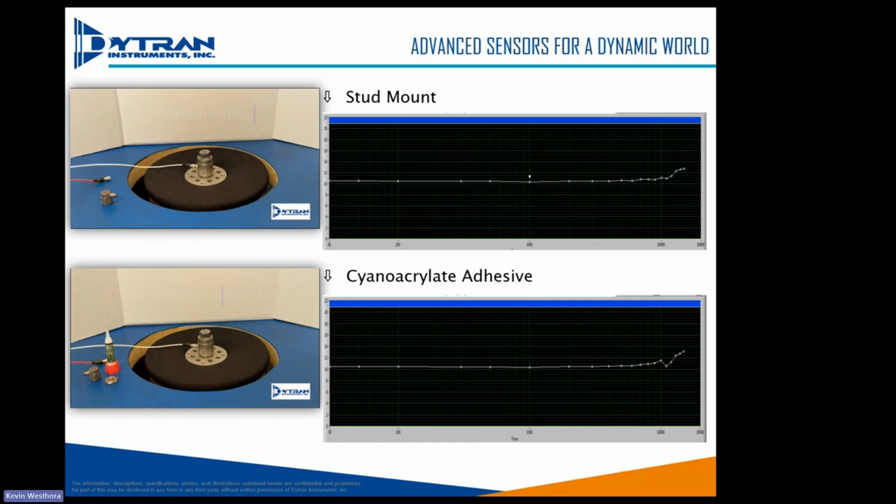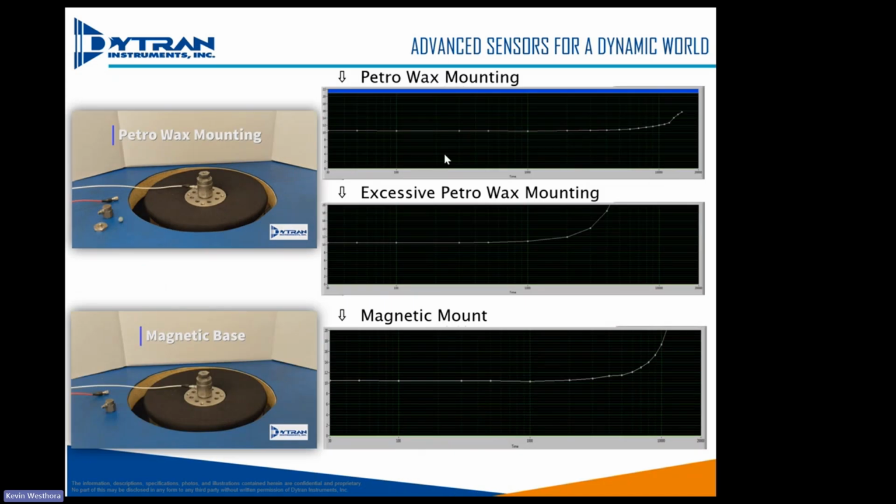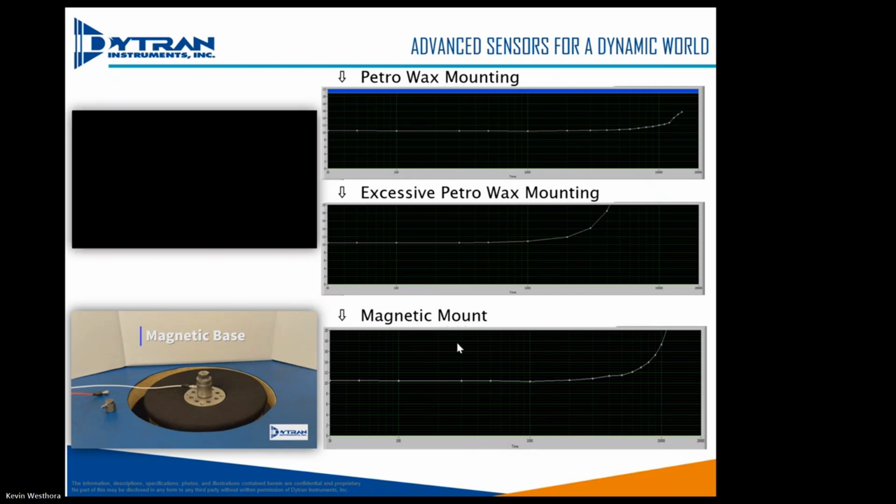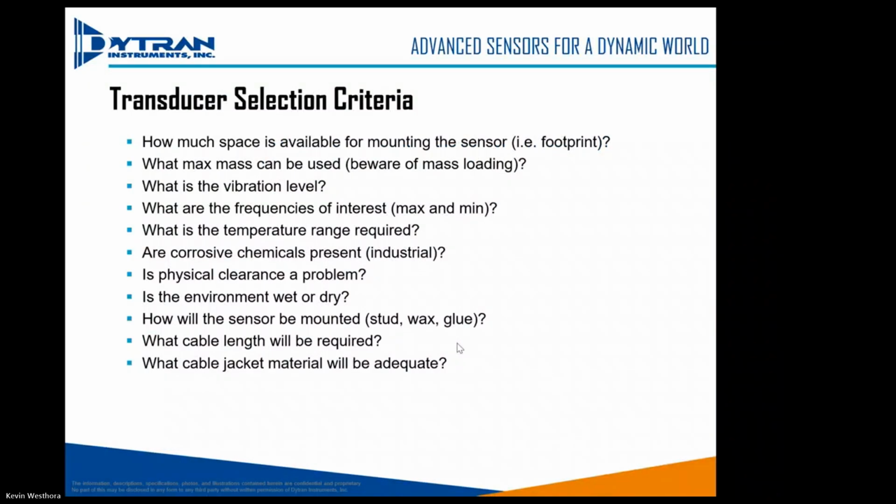And then if we go to the next slide, we'll do the same thing with wax. With wax, he gets really good data out to 9 kilohertz. And then if he puts too much wax on, you can see the difference in the data here. He barely gets any good data out past 2 kilohertz. Okay. And then magnets, we typically claim we can get 3 kilohertz with a magnet. Okay. 2 to 3 kilohertz.